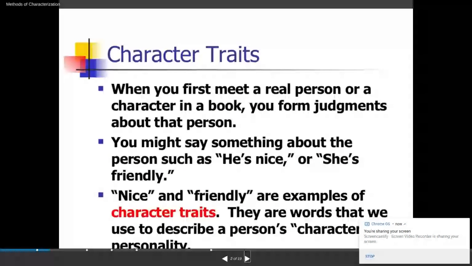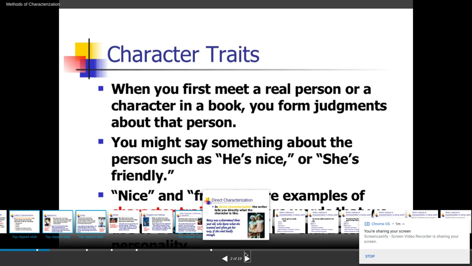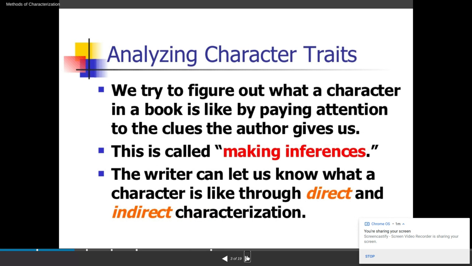Now, I mentioned the word trait before. When you first meet a person, you make a judgment about what their traits might be. Their traits refer to the adjectives, the describing words that describe that person. You may say, he's nice or she's friendly. And those are examples of character traits. Nice and friendly, the adjectives being used right there, are examples of character traits.